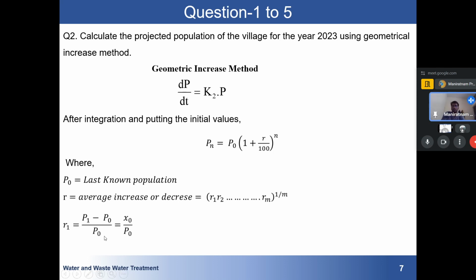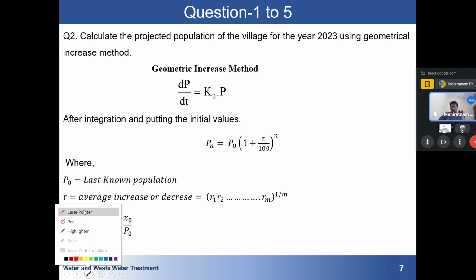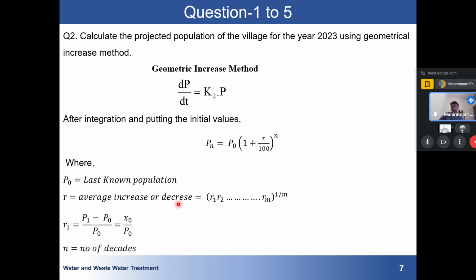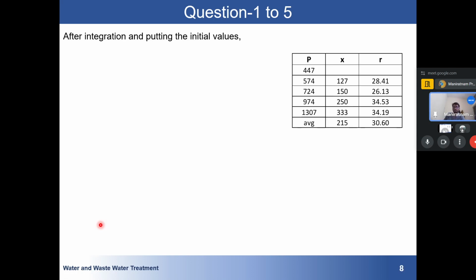This R1 will be calculated by P1 minus P naught, divided by P naught. That is, the population of the next decade minus the previous decade, divided by the previous decade. And this P1 minus P naught we have already calculated in the arithmetic mean, known as X naught or X1. You can say anything, it all depends on how you want to represent your data. And then n, we already know.